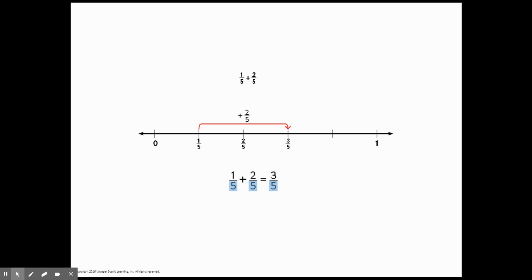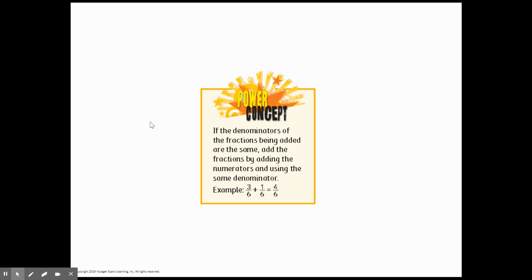We say that the fractions 1/5 and 3/5 have a common denominator of 5. They have the same bottom number of 5. That's why we can add them together. If the denominators of the fractions being added are the same, add the fractions by adding the numerators and using the same denominator. For example, 3/6 plus 1/6 gives us 4/6.